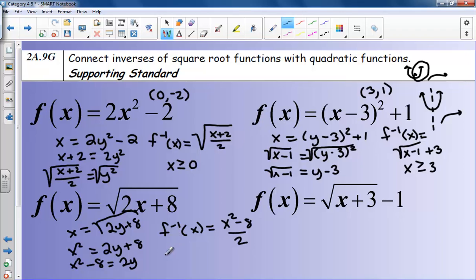Or, go ahead and write that in kind of an hk form. It will be 1/2 x squared minus 4. So then my vertex here is at 0, -4. So I would want to set my domain as values greater than or equal to 0 on that.